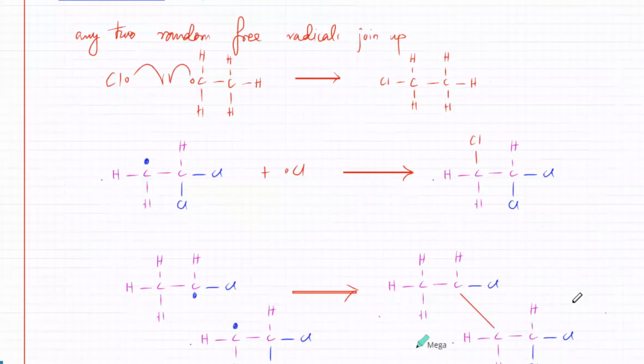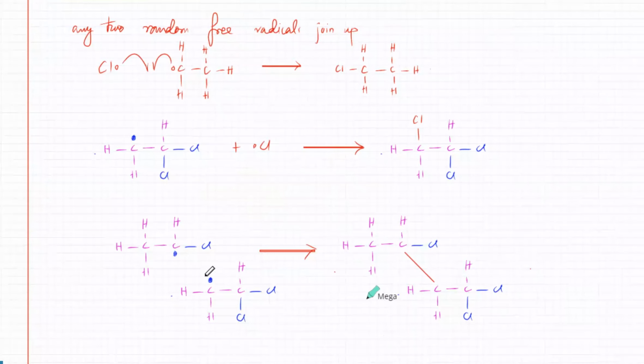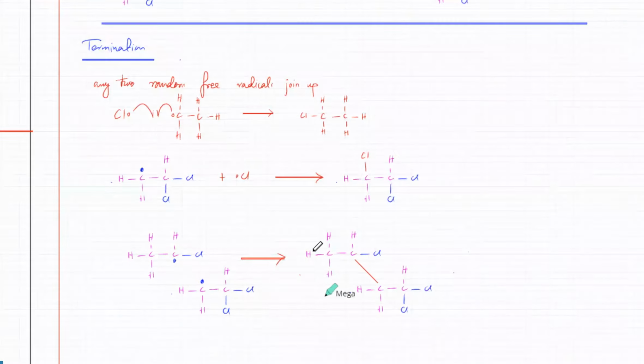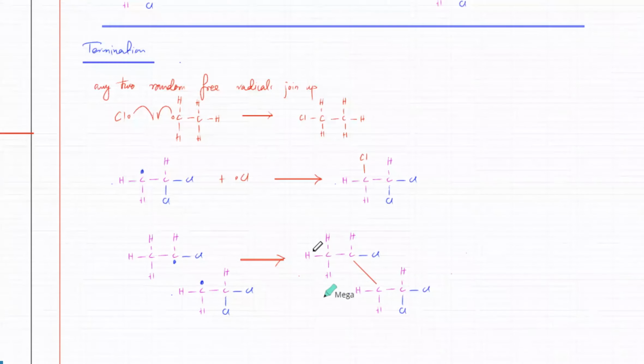Any two radicals that are getting produced would just join up with each other, because this one also needed a bond and this one also needed a bond, so they bond with each other, and that's it. So if there are no more free radicals, the reaction is going to stop. Okay, is that clear? Because now it's a stable molecule, so no more free radical substitution is required. Is that clear? Yes sir, clear.